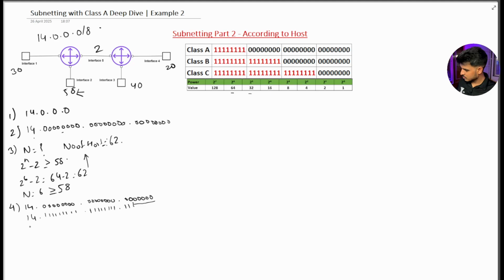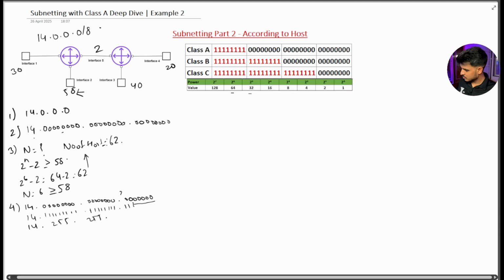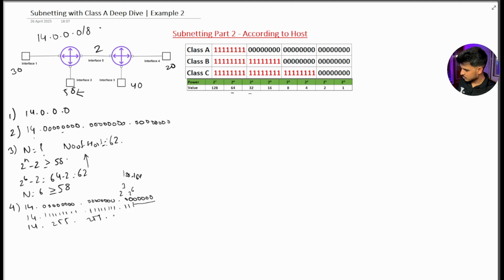In decimal, it will be 14.255.255. What will be the value for the last octet? It will be 2 raised to 7 and 2 raised to 6, which is 128 plus 64, giving us 192. So this will be the decimal value. Now we have done the subnetting in the fourth part.